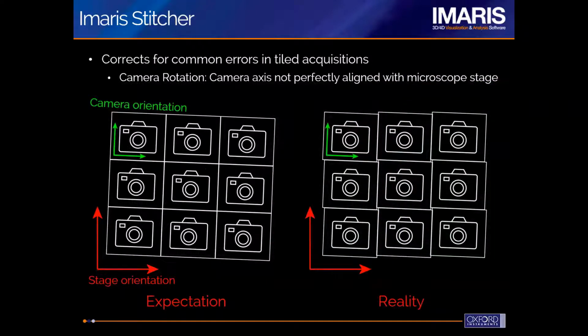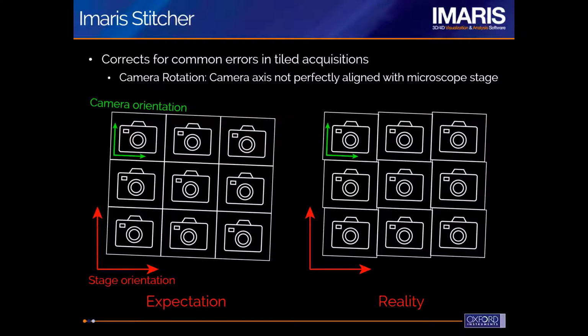Along the way, Stitcher helps correct for common errors in tiled acquisitions. The first one I want to talk about is camera rotation. Now in this context, the camera represents either an actual camera on your microscope, for example in wide field, light sheet, or confocal spinning disk applications, or it can also be a single scanned acquisition in a normal laser scanning confocal or 2-photon scope. The problem is going to be the same for both cases.